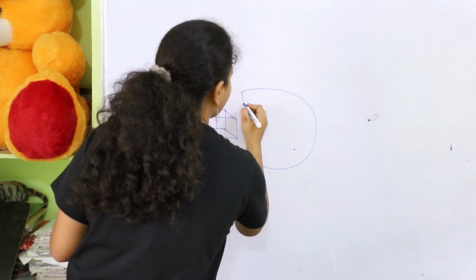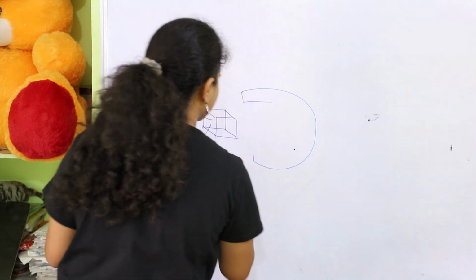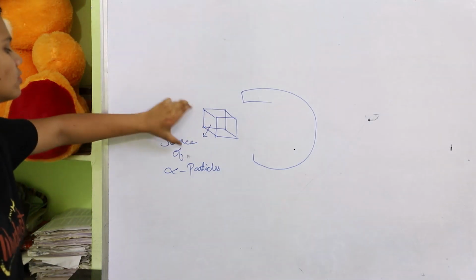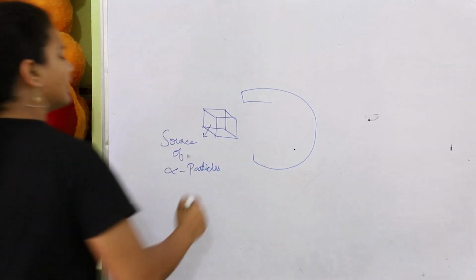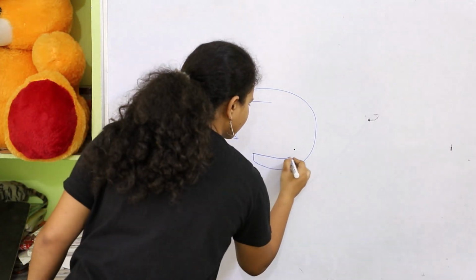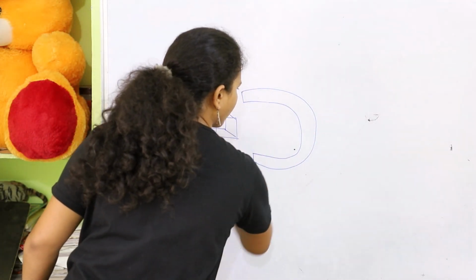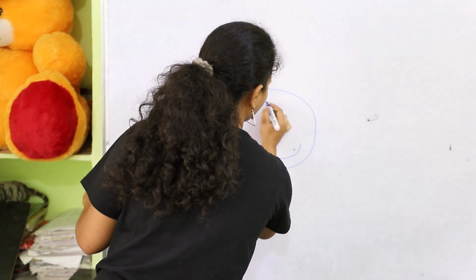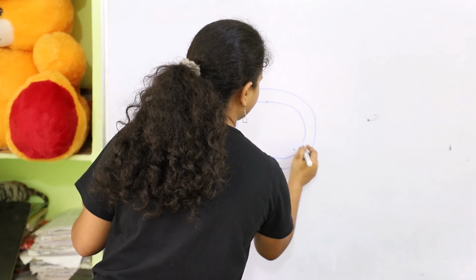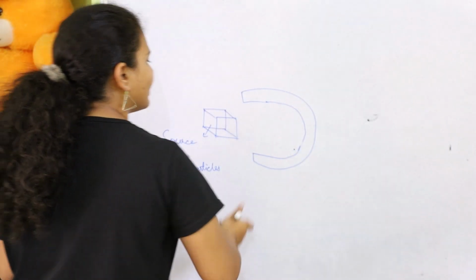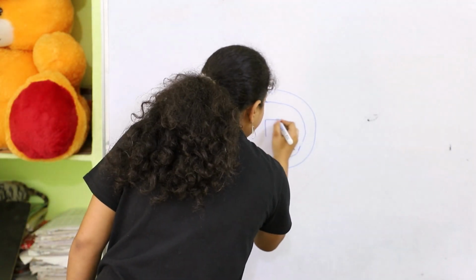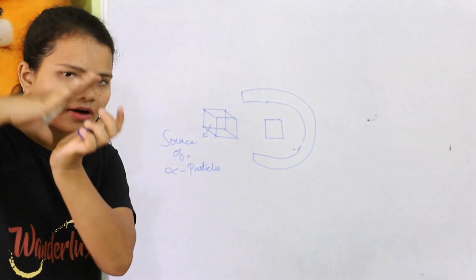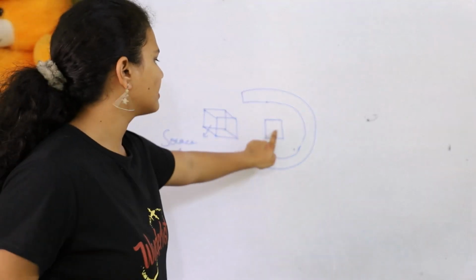Now what did he do? He took this box, the source of alpha particles, and he has taken this fluorescent screen. As well, he placed a very thin gold foil over here, somewhere over here.